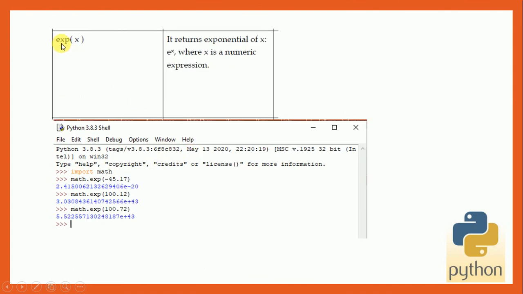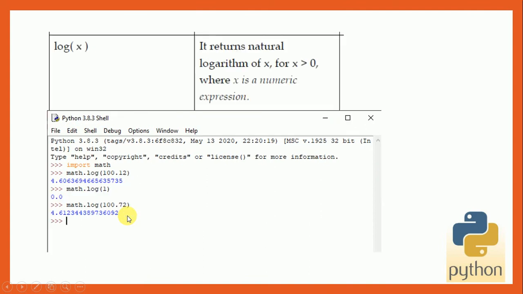Next one, exponential of x. We already know that exp means exponential of x. We get e raised to whatever is inside this parenthesis. First of all, import math. Then math.exp of minus 45.17. We got the exponential value. Similarly, we can give any number and get the corresponding exponential values. So clear? Let's move to the next one.